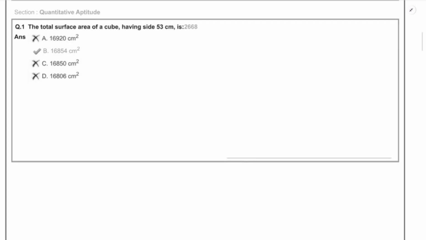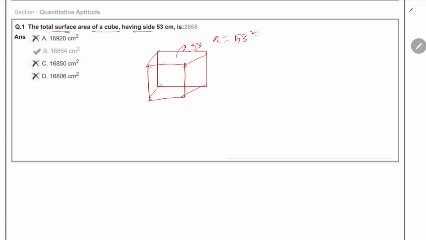Now we will solve the quantitative aptitude portion. The first question is to find the total surface area of a cube having a side of 53 centimeters. Let's draw a cube. If we say the area of one face is 53 squared, and the total number of sides is 1, 2, 3, 4, 5, 6, then the total area is equal to 6 into 53 squared.